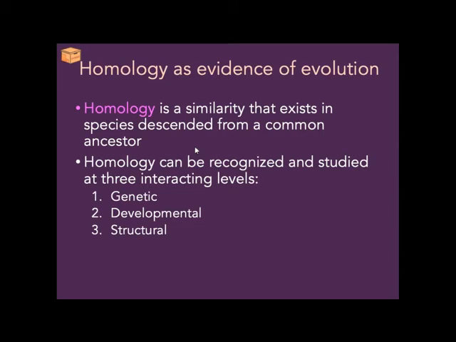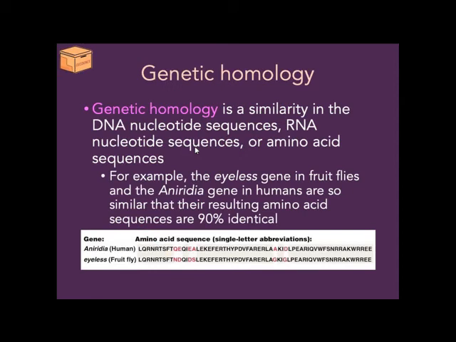Okay, another kind of evidence that we have for evolution comes from homology. Homology is defined as similarity that exists in species descended from a common ancestor. Homology can be recognized and studied at three interacting levels: genetic homology, developmental homology, and structural homology. Genetic homology means a similarity in DNA nucleotide sequences, RNA nucleotide sequences, or amino acid sequences, because these sequences were inherited from a common ancestor.